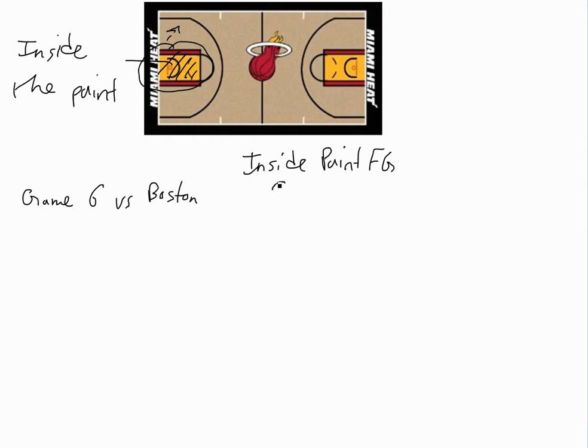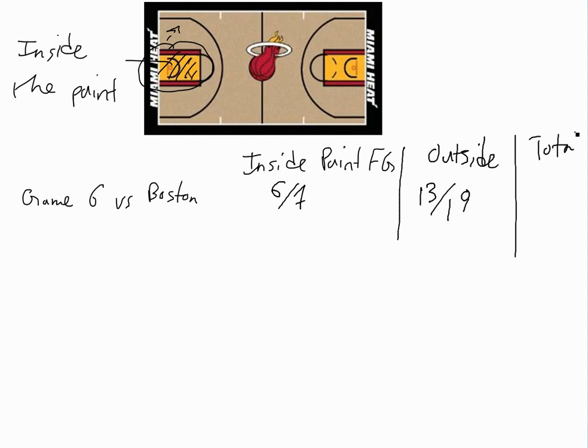was 6 of 7, and then outside the paint he was 13 of 19, which is quite remarkable. And then total, we'll just add these up. Total, he was 19 of 26. This is incredible, actually. But excluding Game 6, it starts going downhill from outside the paint.